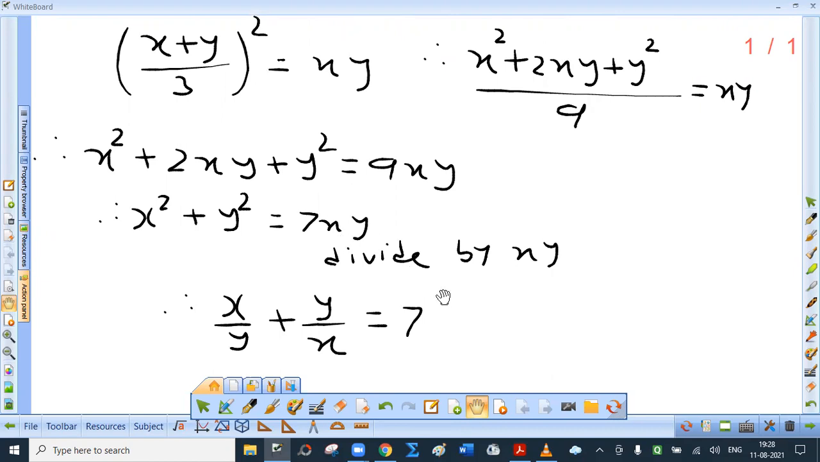Divide by xy. You may ask, how can we divide? Can x be 0? Can y be 0? No, because we are given log x and log y. Logarithm of 0 is not defined. So they are non-zero. So if you divide, x square upon xy, that is x upon y, plus y square upon xy, y upon x equal to 7.